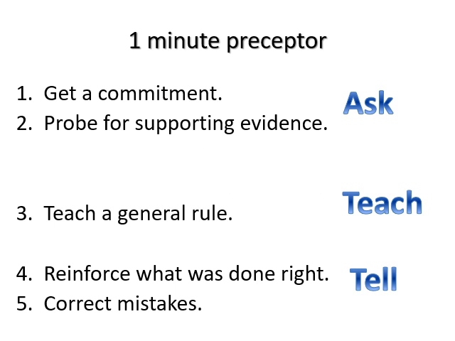So the 5 quick steps is we want to ask our learner to get a commitment and to probe for supporting evidence for their diagnosis or plan. We're going to then teach a quick general rule and then tell them some feedback, either to reinforce what was done right or to correct mistakes.